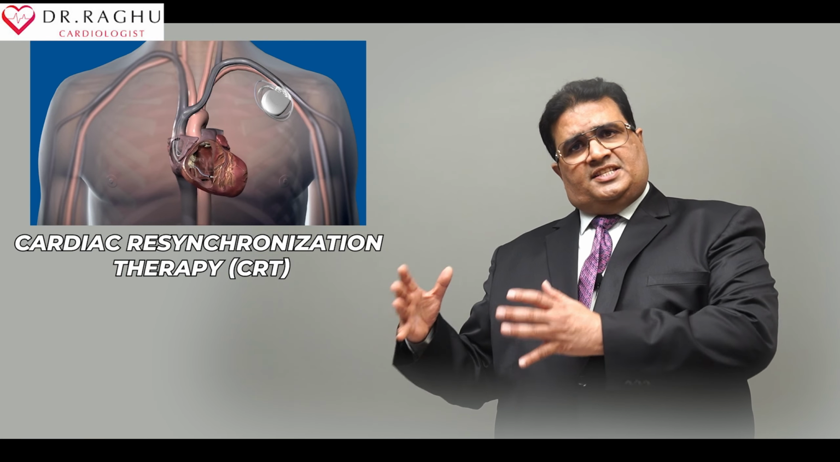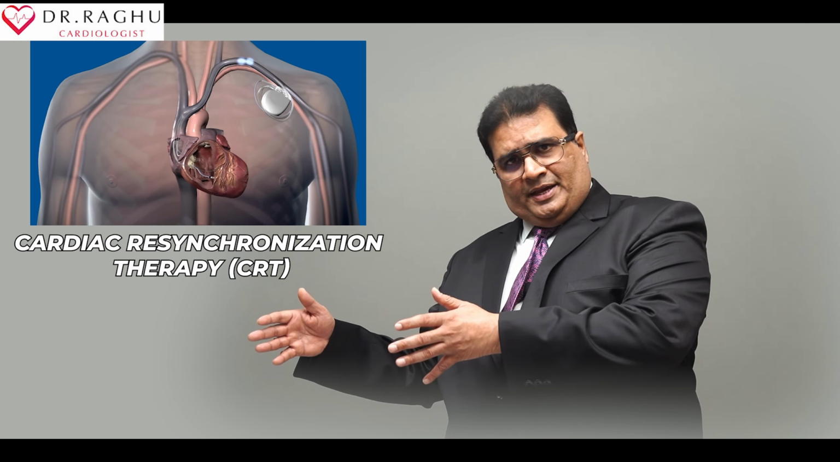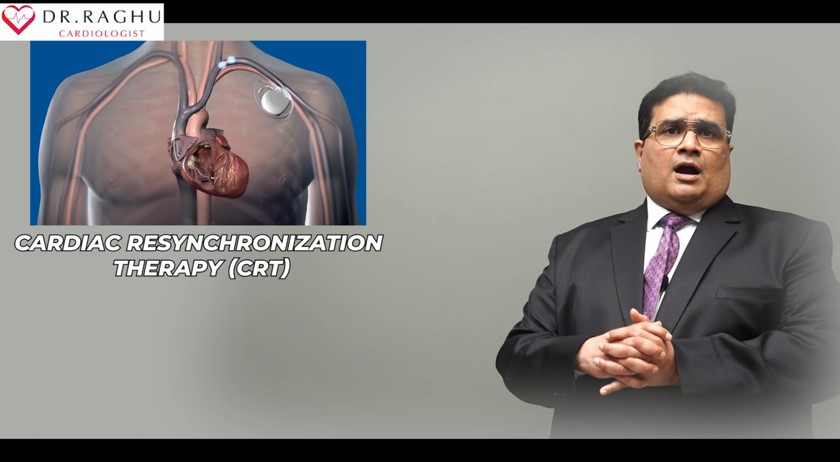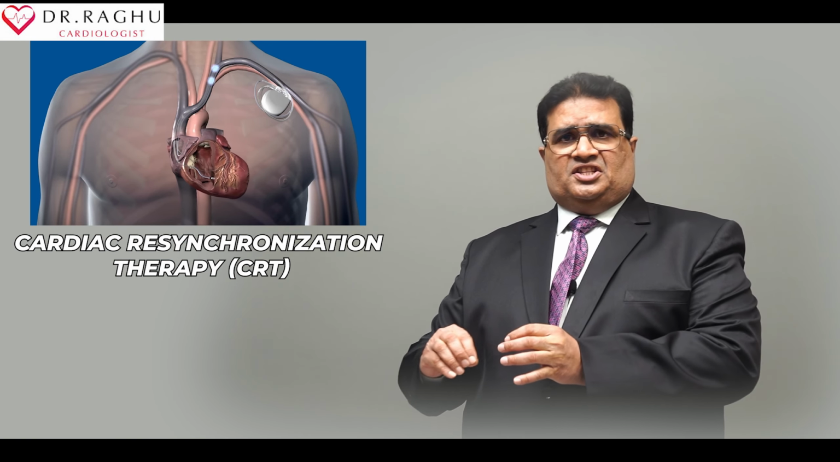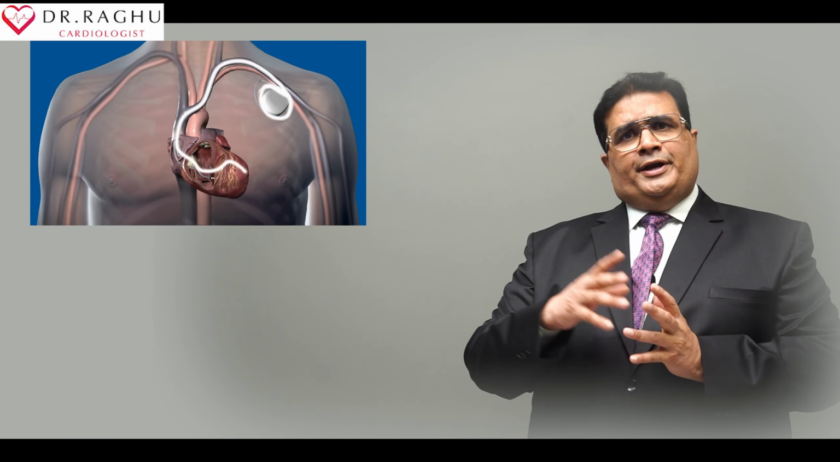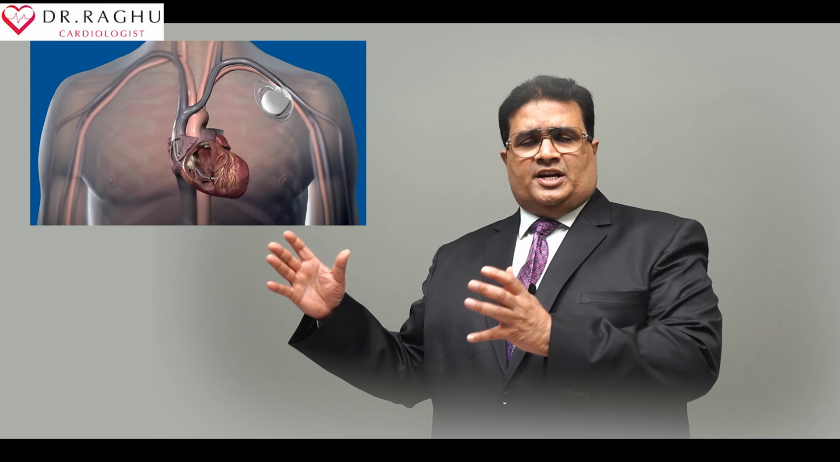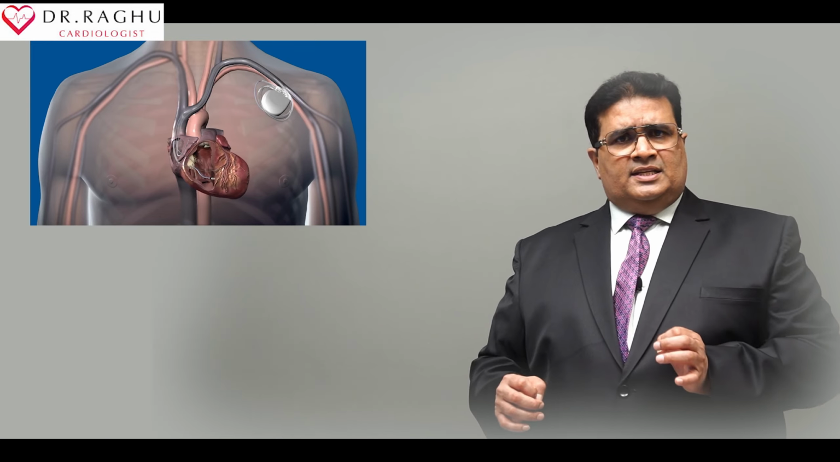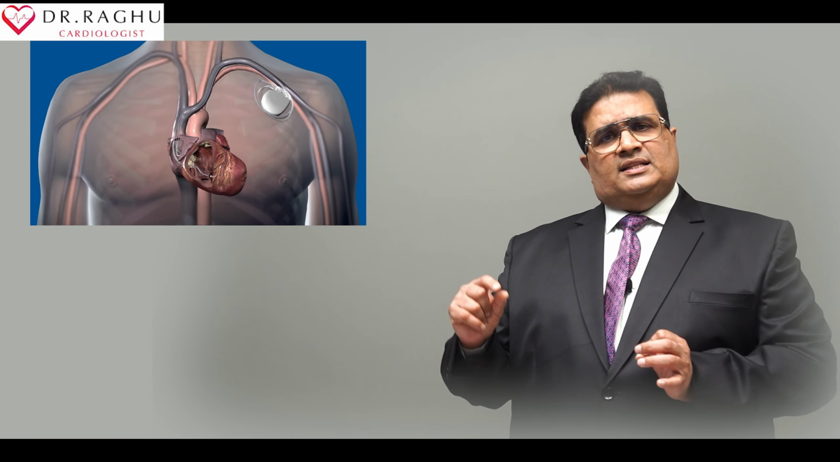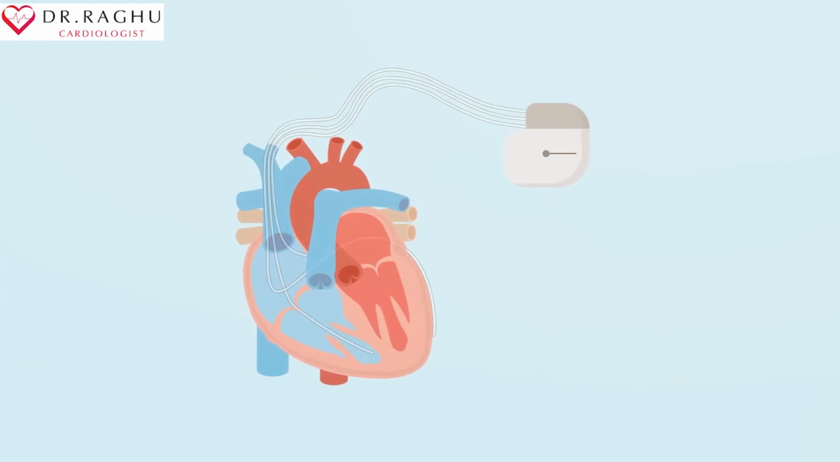Because we achieve this with the aid of a pacemaker, we call it the cardiac resynchronization therapy pacemaker. What do we do in this pacemaker? This is the innovation called the CRTP. In this CRTP, we put 3 leads: one in the upper chamber, that is the right atrium, one in the lower chamber, that is the right ventricle, and the third in the left ventricle.